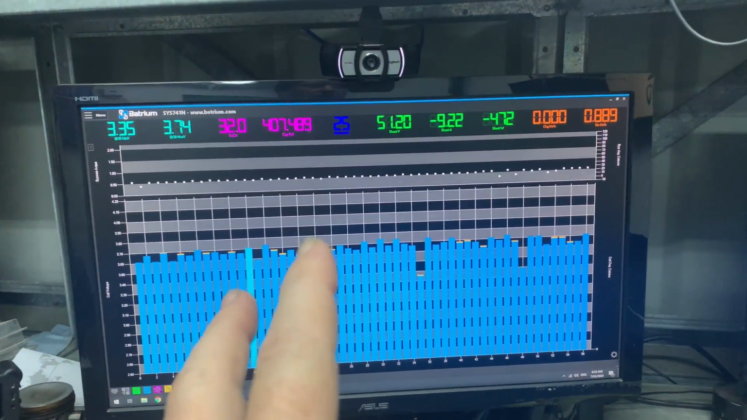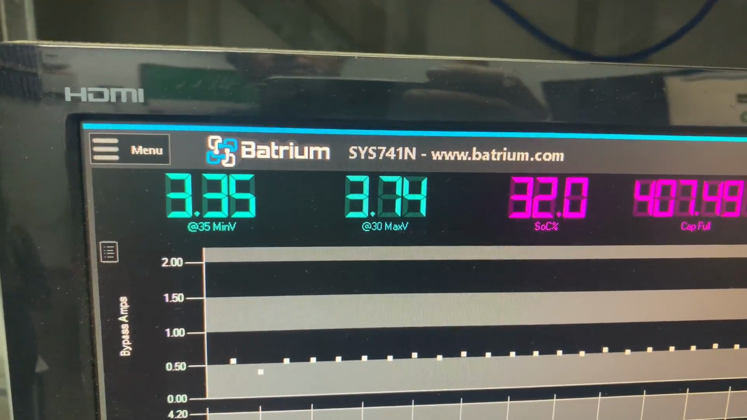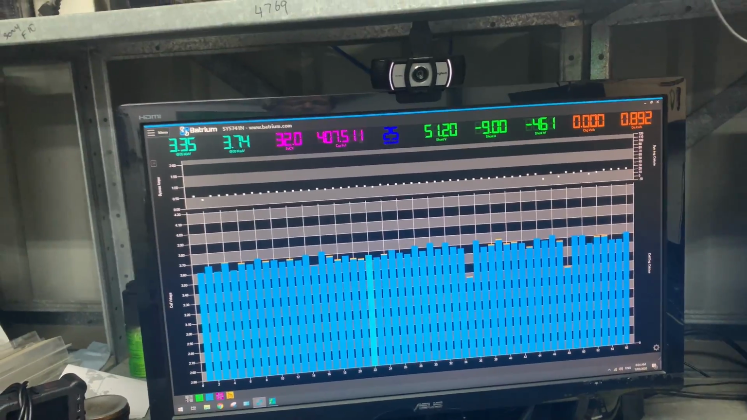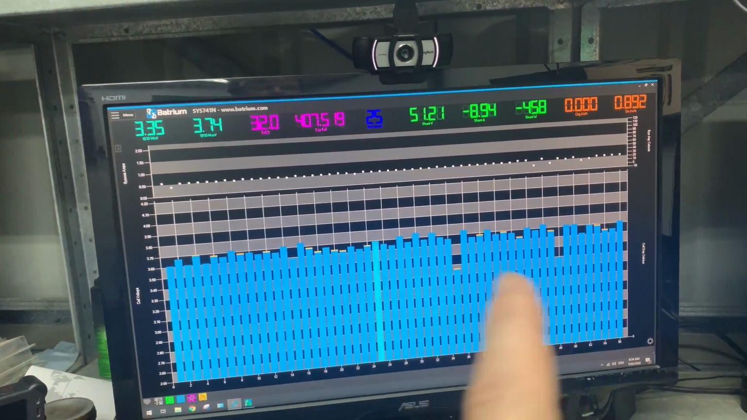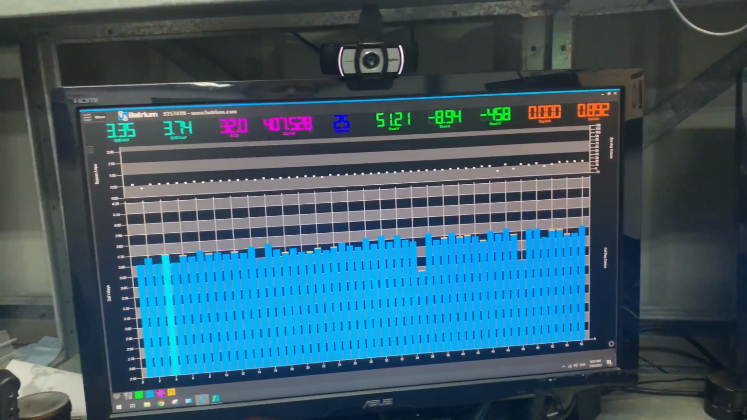Now what I'm noticing over time is this spread between high and low. We've got two cells there that are clearly faulty. One of the fantastic benefits of the Batrium software is you can just visualize it. We've got two faults, bang, it's done.